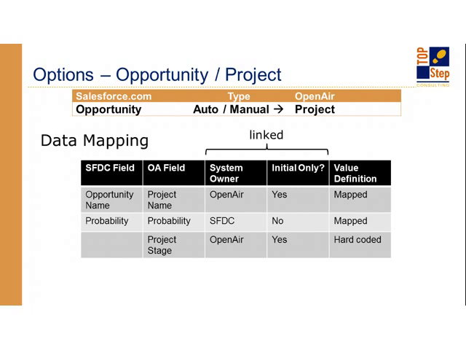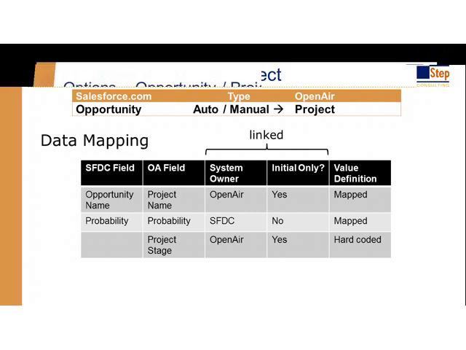So the question you want to ask is, which is the system owner? Do I want to update this data in Salesforce and then read it in OpenAir, or do I want to update it in OpenAir and have Salesforce not override it? That's the question you want to ask to determine whether it should be pushed initial only or each subsequent push.